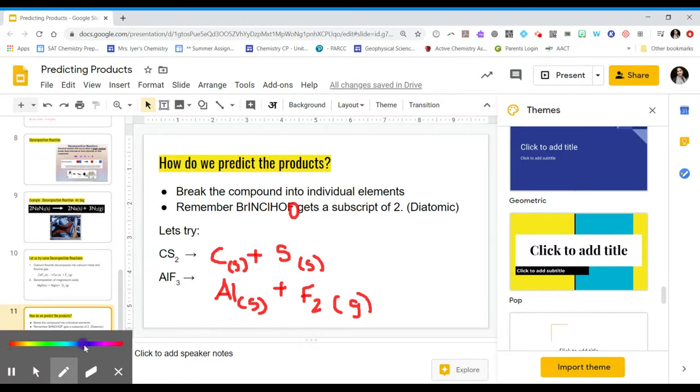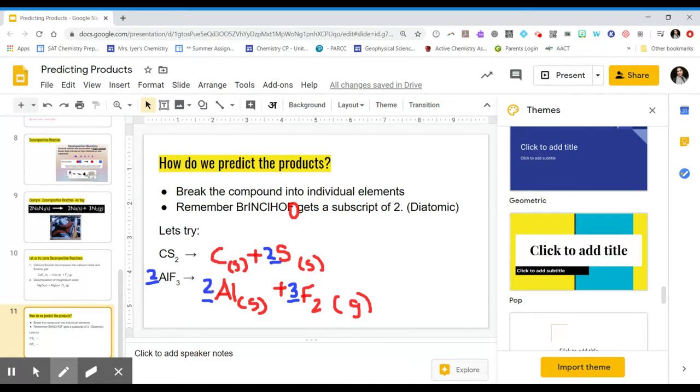So I could do one more step and actually balance the reaction. So I have 2 sulfurs. Since I need 3 fluorines, I'm going to make it a 6. So this becomes a 6. And this becomes a 6. In turn, my aluminum becomes a 2. And that's how I balance it.